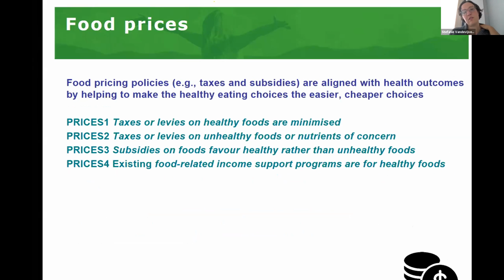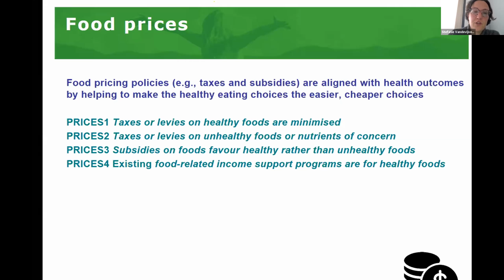So pricing policies or fiscal policies are also becoming a bit more common internationally, especially sugary drinks taxes. So this domain has 4 indicators. One is really looking at minimizing taxes or levies on healthy foods. For example, Australia has a policy there leaving GST off basic foods, including fresh fruit and vegetables. The second one is then really looking at taxes on unhealthy foods or nutrients of concern.